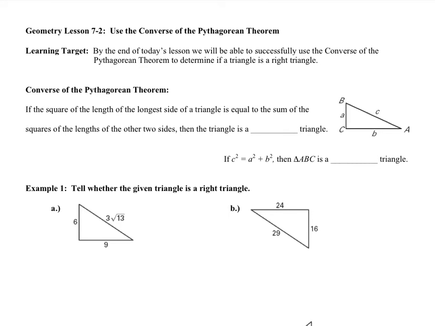7-2. Use the converse of the Pythagorean theorem. By the end of today's lesson, we will be able to successfully use the converse of the Pythagorean theorem to determine if a triangle is a right triangle.